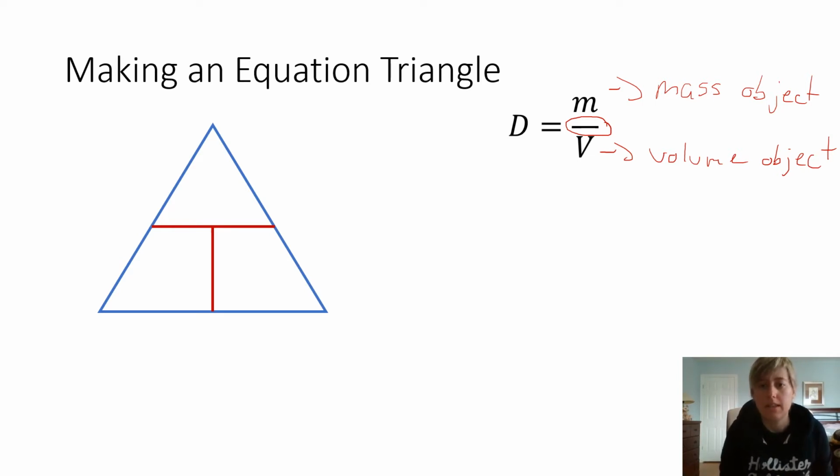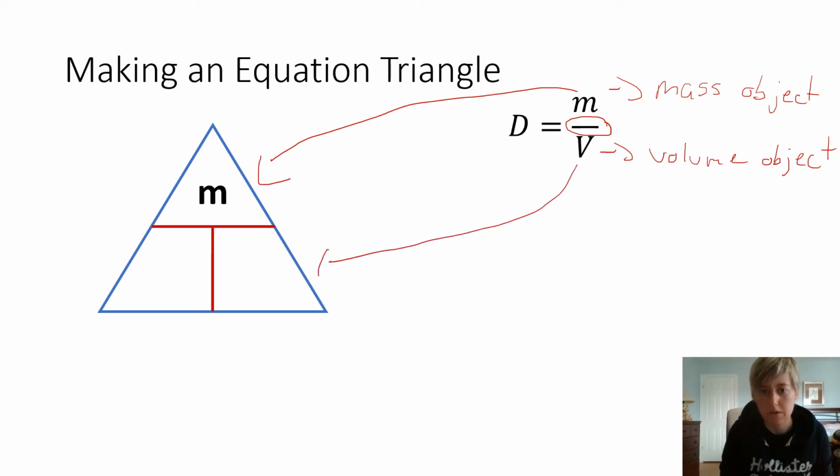Now we see that density is mass divided by volume, so that means mass goes in the top square. Since volume is underneath mass, volume goes into the first bottom square. And since we have three variables, our last variable, density, goes in our last square.